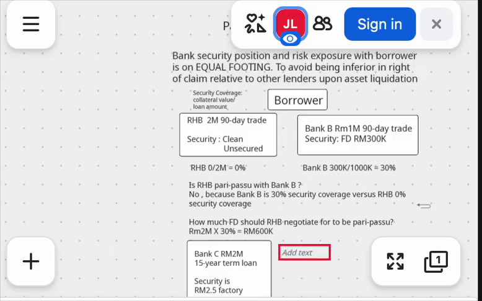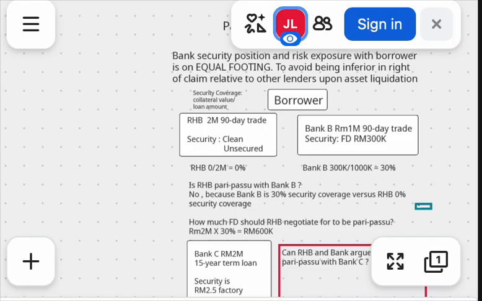My question for you, Amal, is can RHB and Bank B argue it should be pari passu with Bank C? Cannot. Correct. And why not? Security, factory charge with penalty.